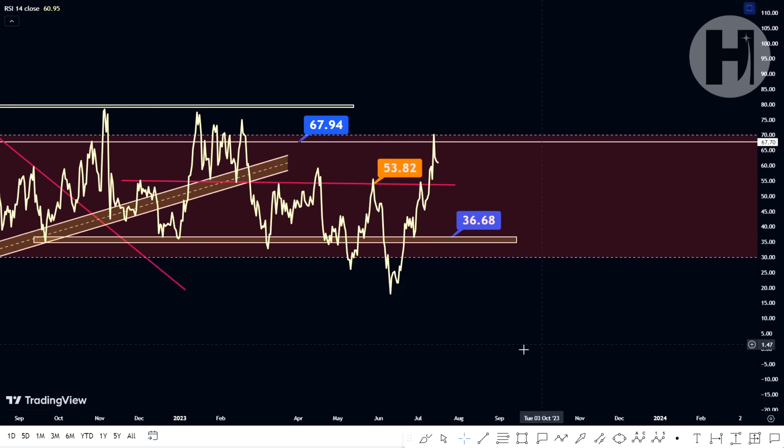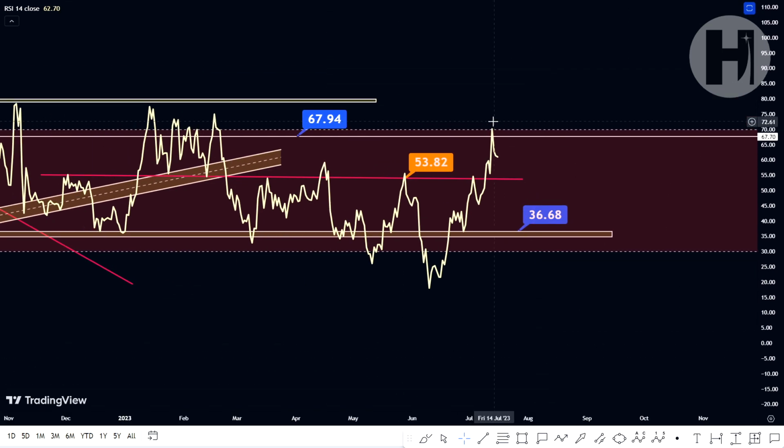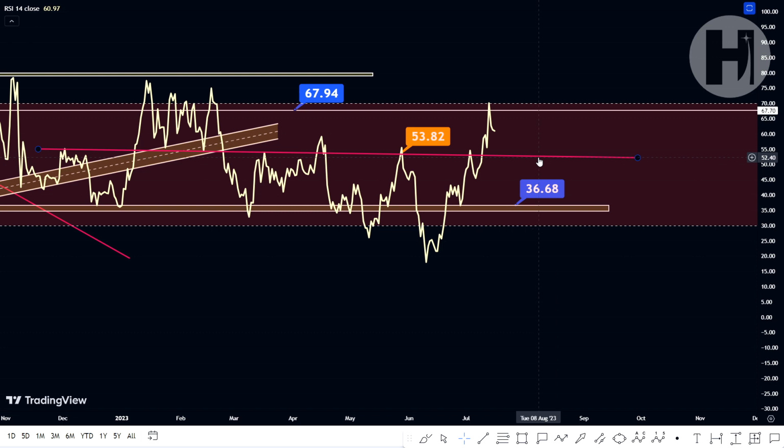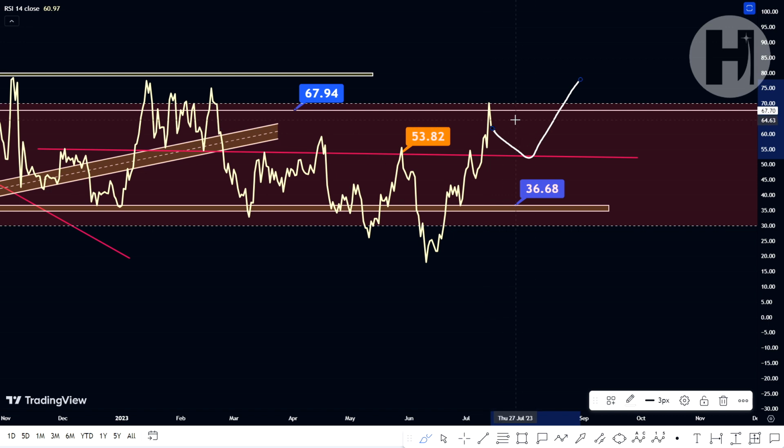Taking a look at the daily RSI, we did briefly get to the overbought here, and then we saw a pullback afterwards. So maybe we're going to see a potential bounce off of this pink trend line. So maybe look at entries over here at around about the RSI of 53. From there, we might see a short-term bounce or even a move to the upside, a second leg or the next leg to the upside.